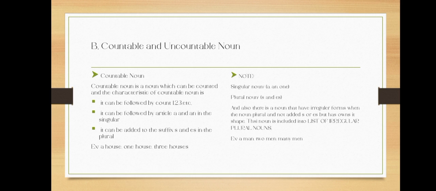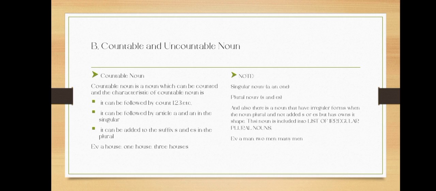For example, a house, one house, three houses. And for the note, singular nouns are a, an, and one. And for plural nouns are s and es.